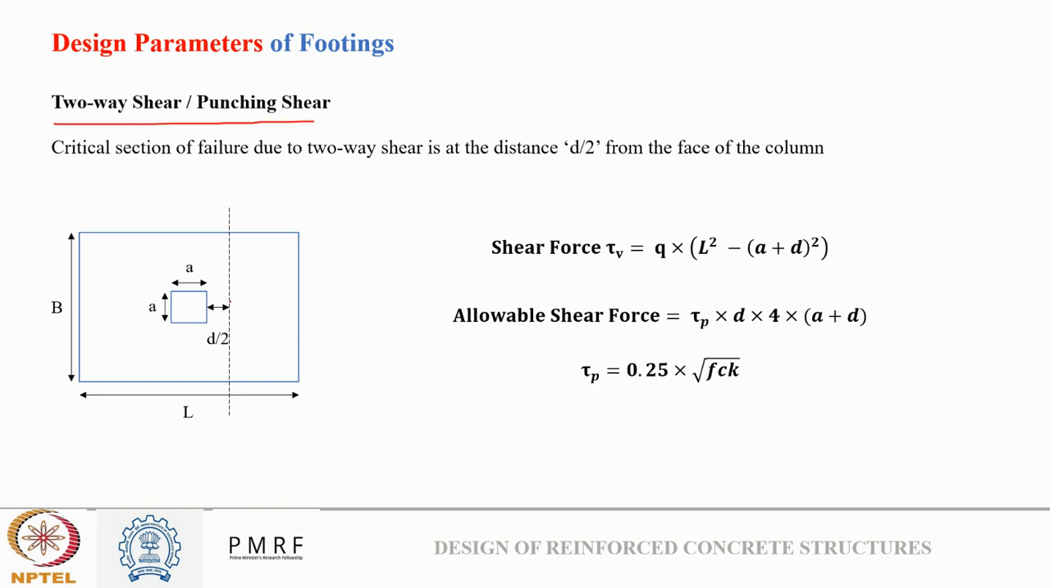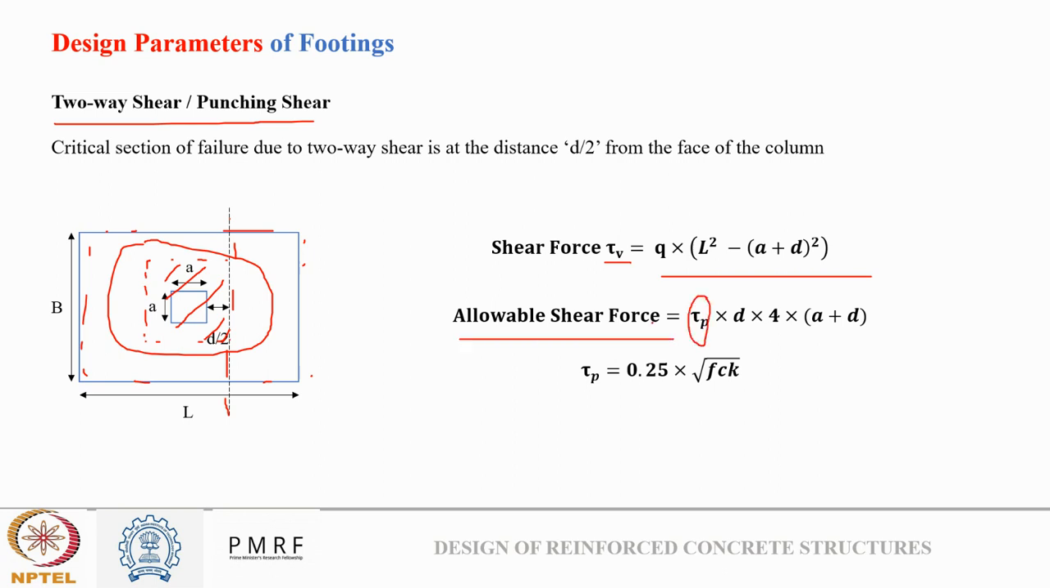So we say for punching shear, the critical section of failure lies at d by 2. In this we calculate the shear force again. It is nothing but we need to subtract the area. So this total area minus this area enclosed at a distance d by 2. So due to this, from the net reaction of soil acting in this area, we calculate the shear force acting at a distance d by 2 like this, and then we calculate the allowable shear force.